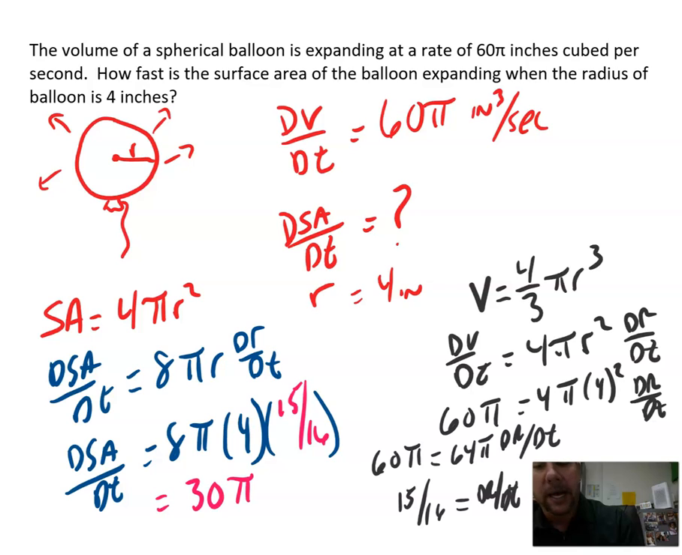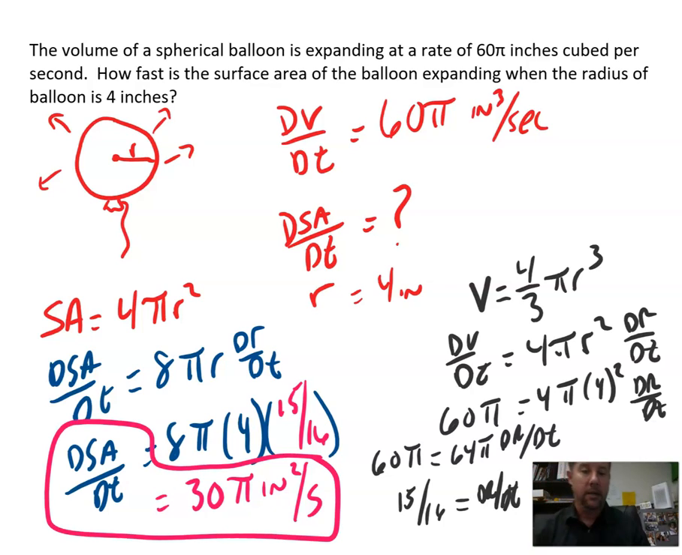So 30 pi. And again, looking at our units, we were talking inches, surface area is squared, right? Area squared per second. So dSA/dt is 30 pi inches squared per second. See, these aren't so bad, and they're kind of fun.